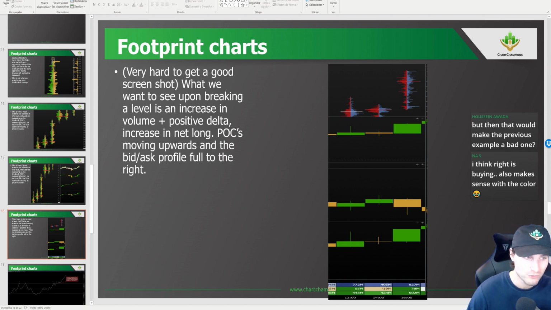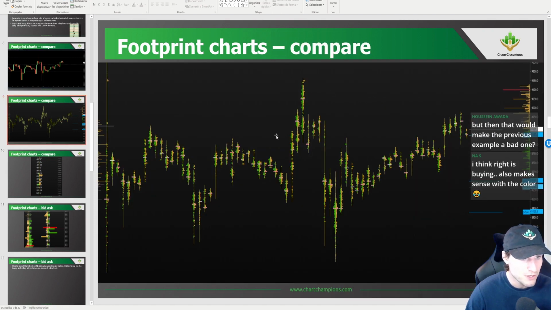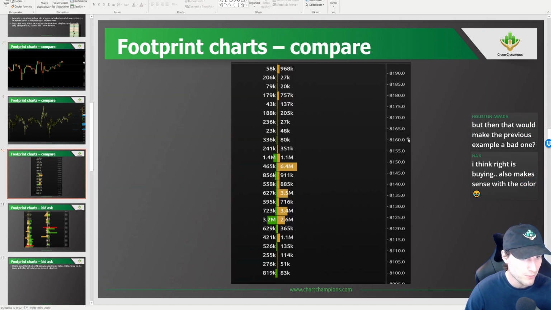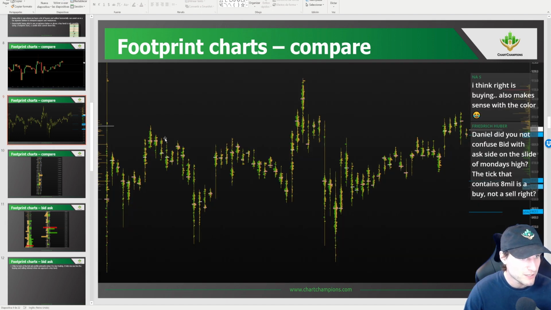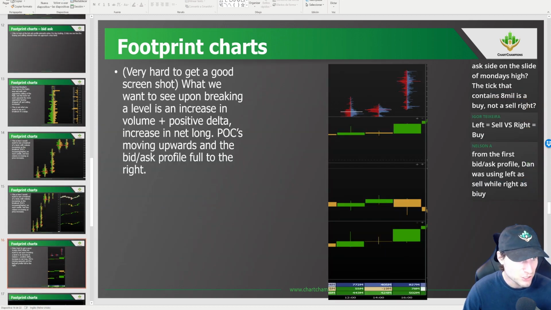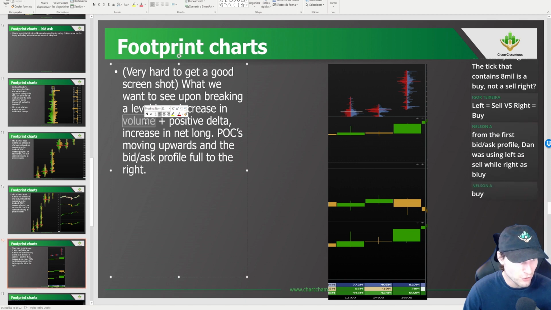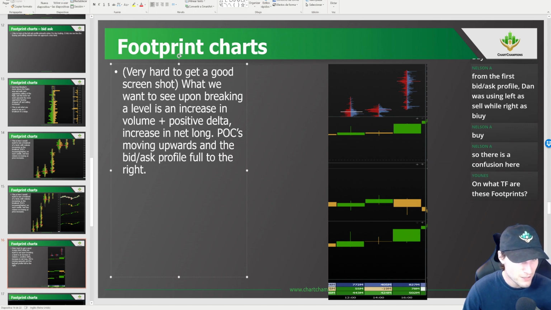When you break out of a range, okay, so when we were looking at something like this, when we're looking to break out of our range, this is obviously breaking to the downside. The same when we're trying to break to the upside. So when we are trying to break out of a range, what we want to see is an increase in volume, an increase in positive delta. This one is really important, but I'm covering this next week. An increase in net longs, point of controls within each candle moving upwards, to show that people are interested in interacting at these levels.